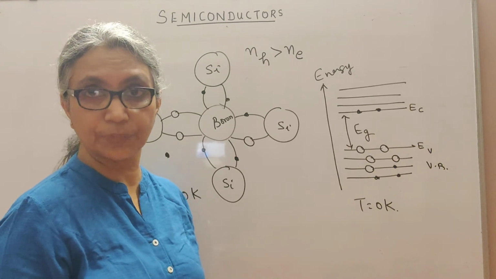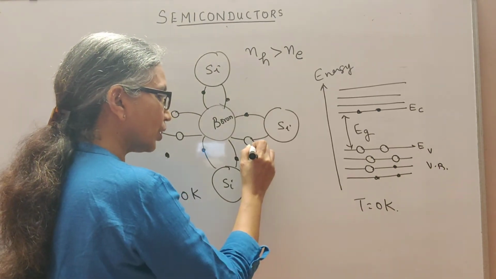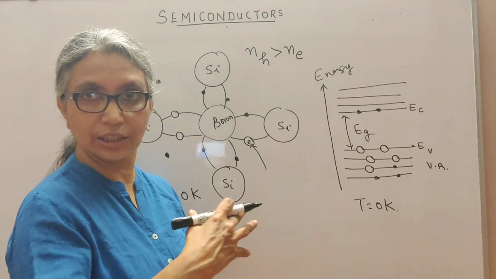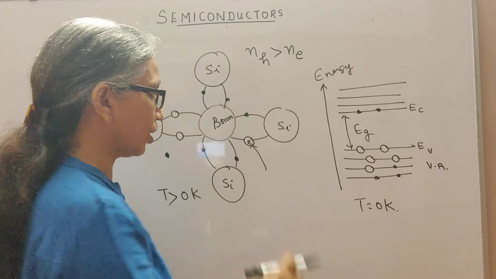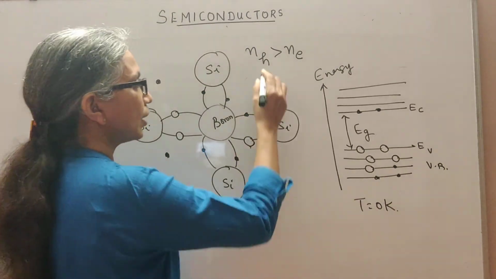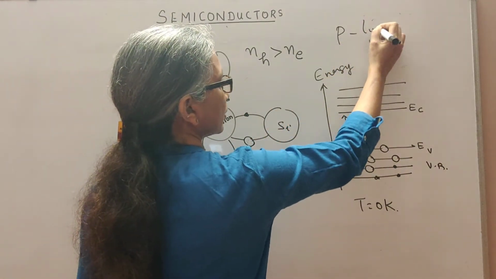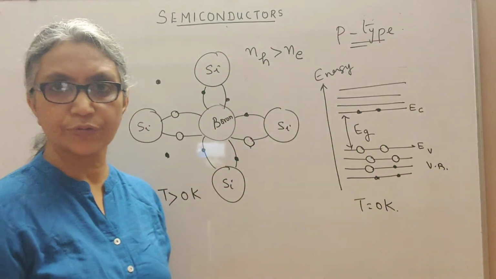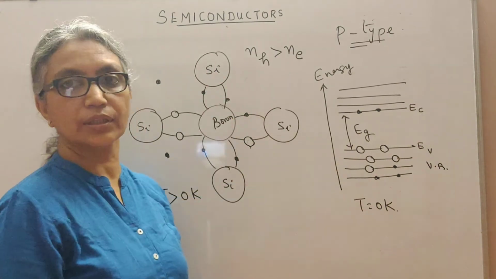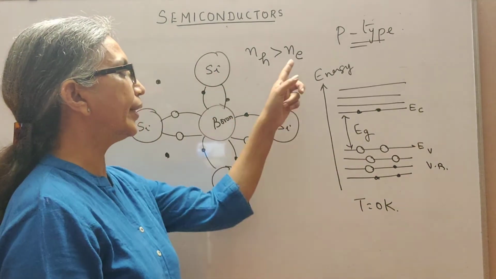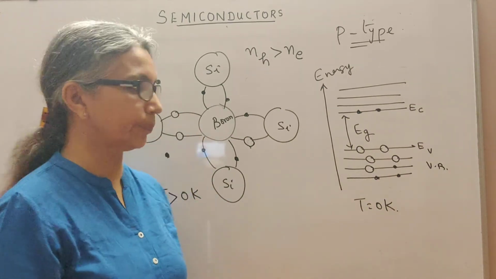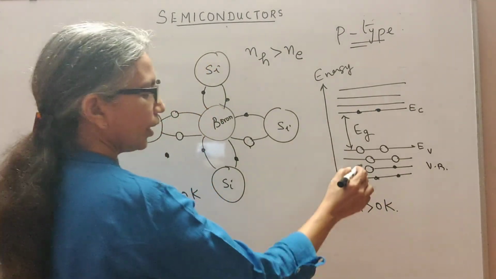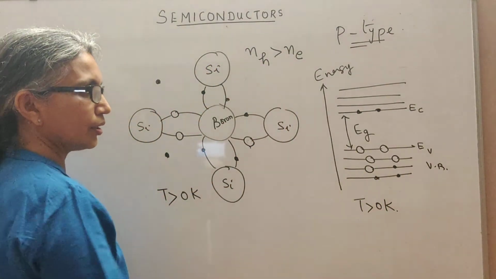and since these vacancies behave like a positive charge, simply because these vacancies can attract an electron into them, we call this a p-type semiconductor. It is p-type because the number of holes is greater than the number of electrons, and the holes are called the majority carriers and the electrons are called the minority carriers. So this is a picture at T greater than 0 Kelvin, having majority carriers, the holes, and minority carriers, which are the electrons.